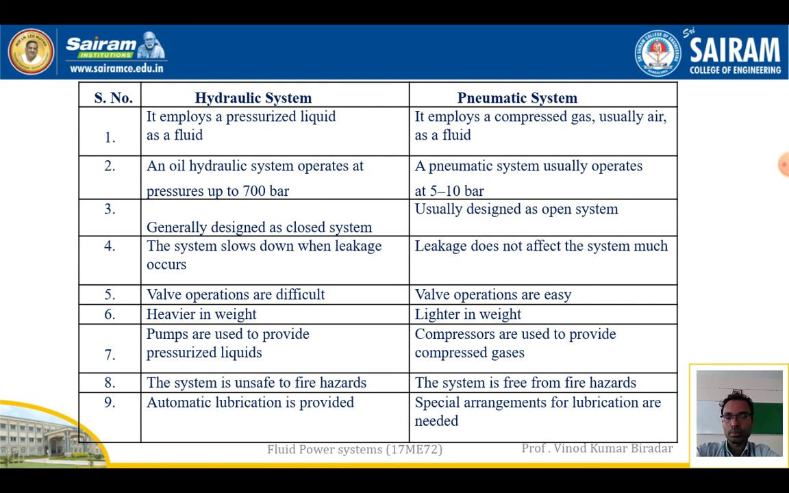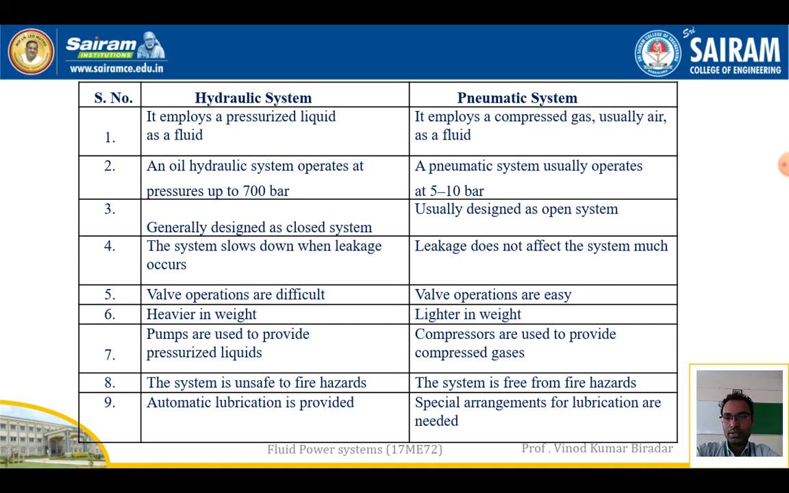The third difference is that a hydraulic system is generally designed as a closed system, normally a closed loop, but a pneumatic system can be operated at any stage. That is a design which is not a closed loop. Fourth one is, the hydraulic system slows down when leakage occurs. While working, if leakage takes place, the system goes on slowing down, and finally it will stop. But in a pneumatic system, leakage does not affect the system much. The fifth difference is that valve operations are very difficult in hydraulic, but in pneumatic valve operations are very easy. And the sixth one is, hydraulic is heavier in weight as compared to the pneumatic system. It is very heavy, while pneumatic is light in weight.